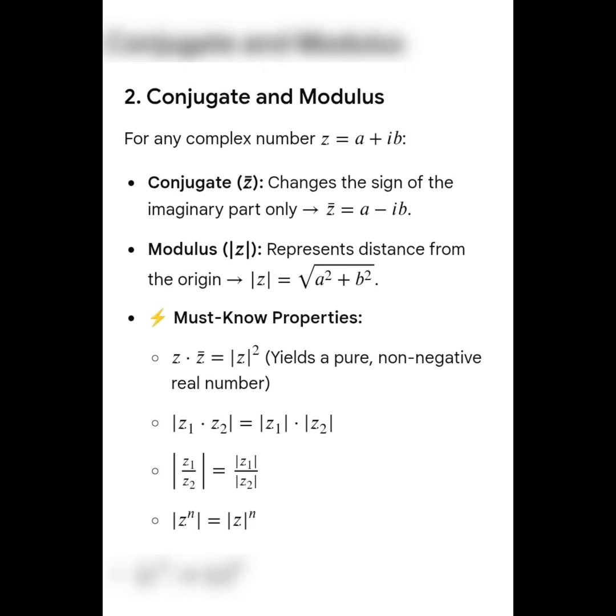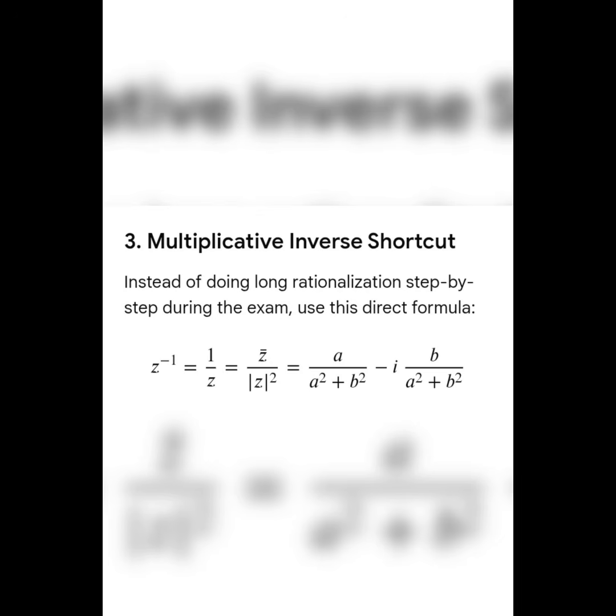Conjugate and modulus: for any complex number a plus iota b, its conjugate is a minus iota b and its modulus represents the distance from the origin. The modulus of z is equal to the square root of a square plus b square, real part square plus imaginary part square. The important points: z into z conjugate, a complex number multiplied by its conjugate, is equal to the absolute value of z squared. Similarly, the absolute value of z1 into z2 is equal to the absolute value of z1 into the absolute value of z2, and the absolute value of z power n is equal to the absolute value of z whole power n.